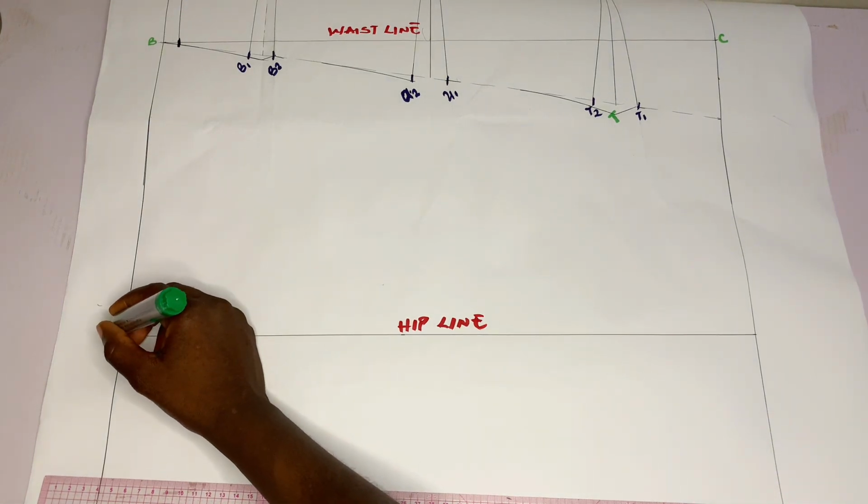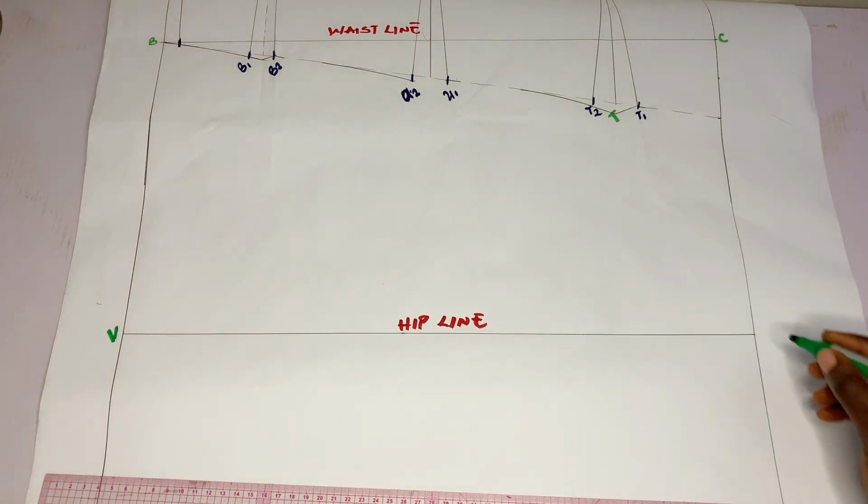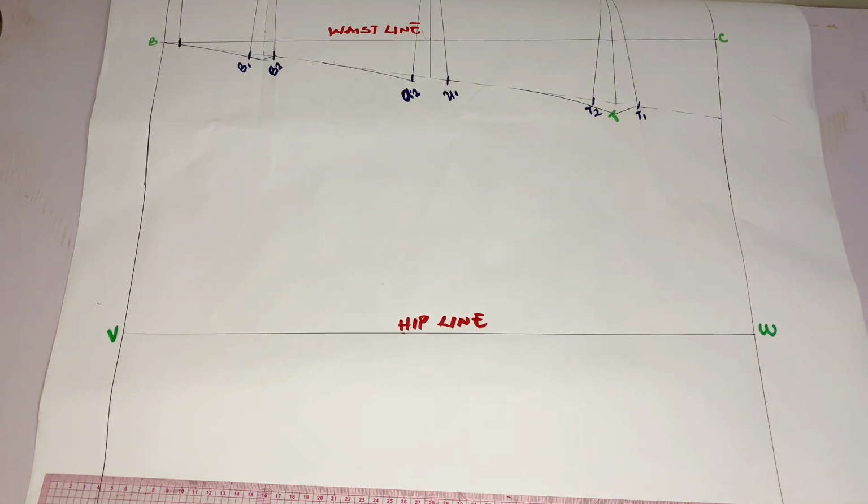I guess someone finally learned how to label. So the hip line on the back I'm labeling as V, and then W for the point where the line touches the center front.